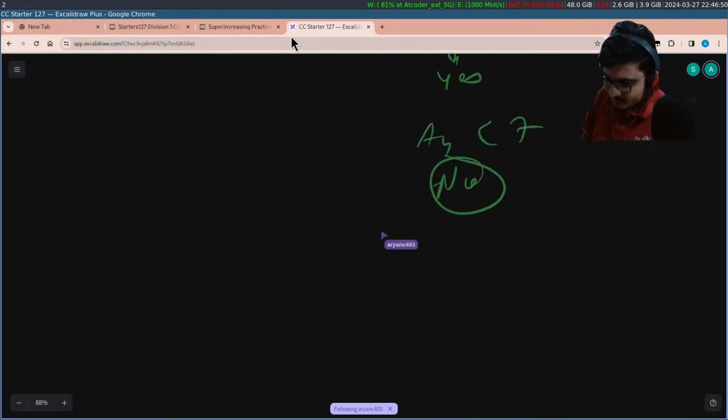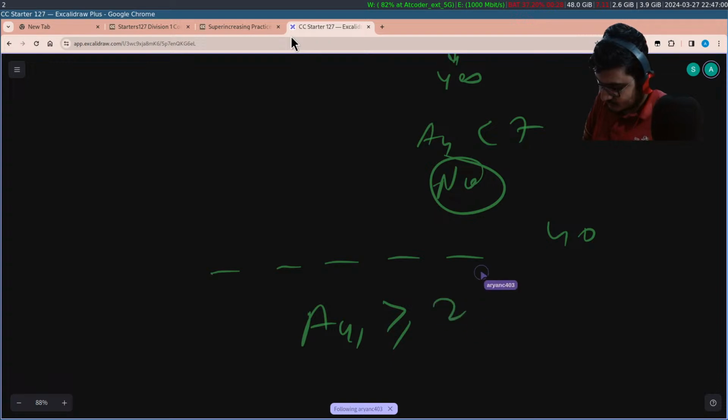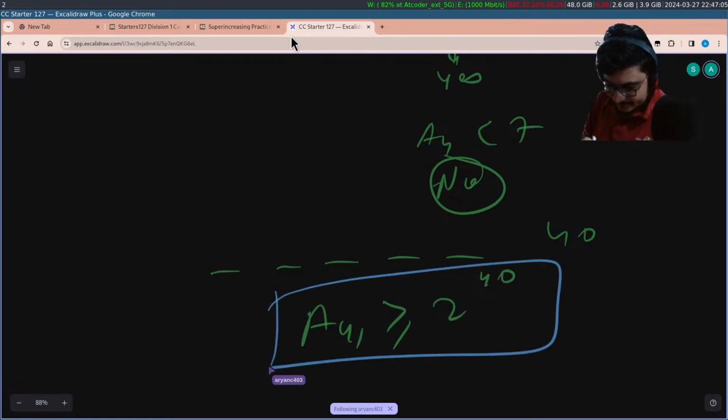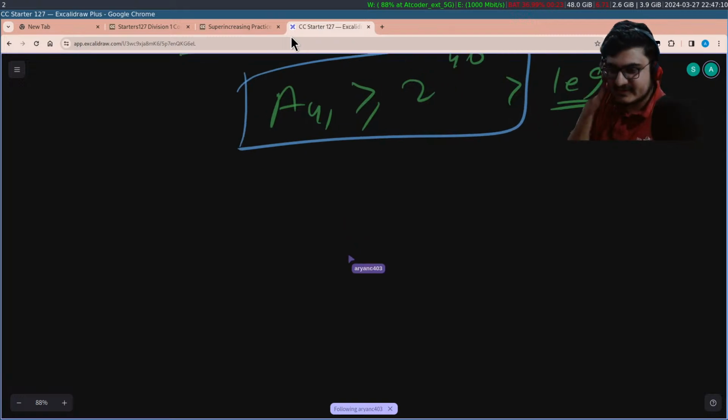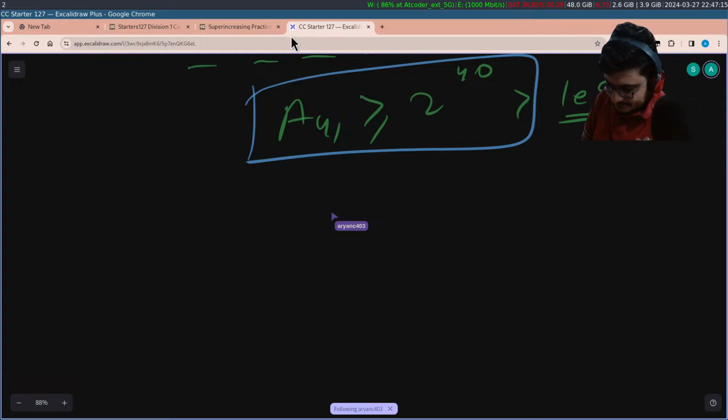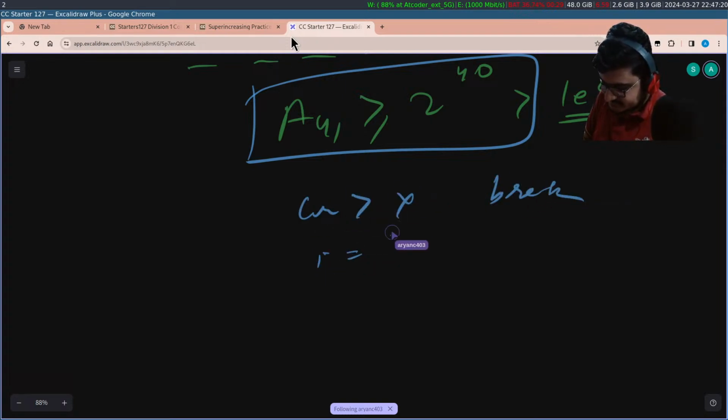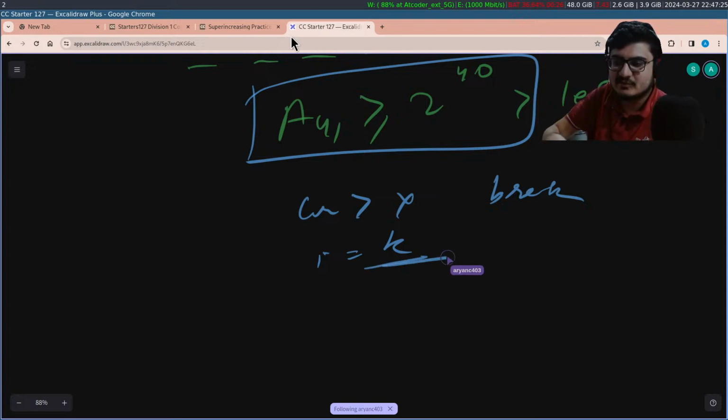Now you can see that once you print the first 40 numbers, then you will have a41 greater than or equal to 2 to the power 40. And this number is greater than 1e9, which was given to us as the input limit. So now we can greedily try to create this array. Whenever our current number becomes greater than x, we break. Or if our index becomes k, then we check if the current number is less than or equal to x. And that would be the idea for this problem.